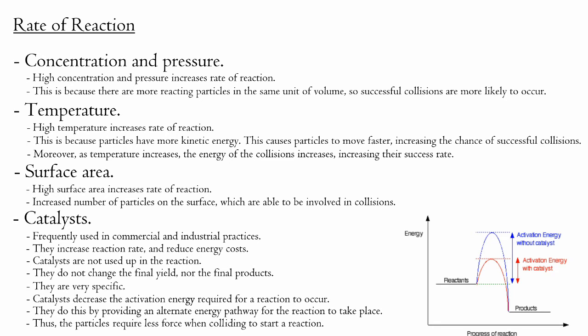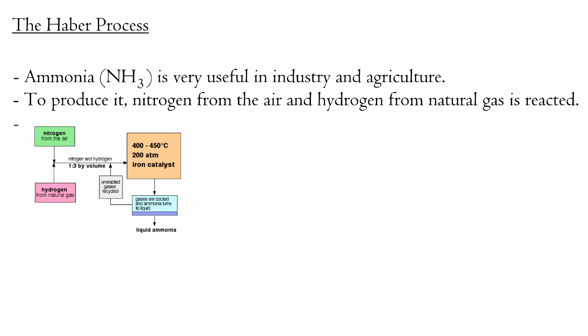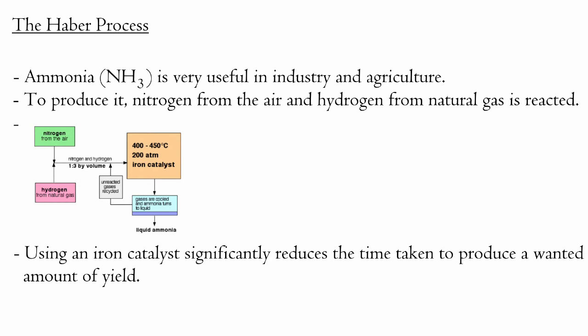Here is an example of a catalyst used in the Haber process. Ammonia is very useful in industry and agriculture, and to produce ammonia, NH3, nitrogen from the air and hydrogen from natural gas is reacted. Using an iron catalyst significantly reduces the time taken to obtain a wanted amount of yield.